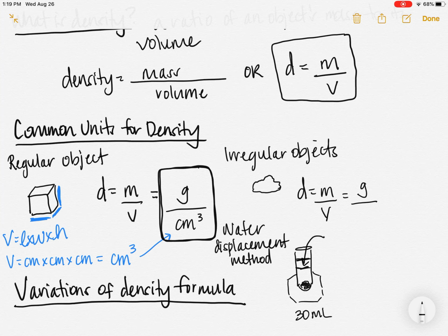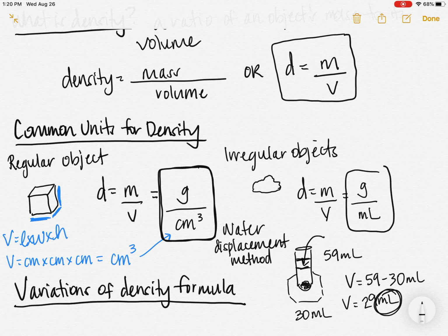Okay, so let's say the water level rose, and now it reads 59 milliliters. Okay, well, the difference in those two volumes has to be due to the volume of the rock. So the volume of the rock in this case would be 59 minus 30 milliliters, which is of course going to give me 29 milliliters. Okay, because my graduated cylinder is measuring in milliliters. Now I'm not worried about my number here, but my unit would be the milliliter. So the second acceptable unit for density is gram per milliliter.